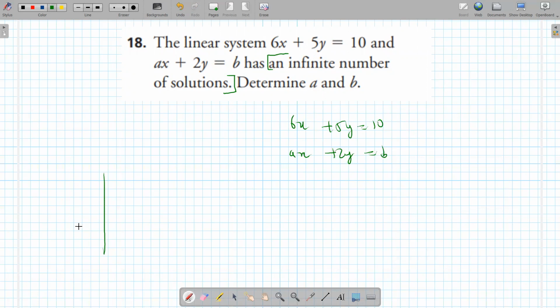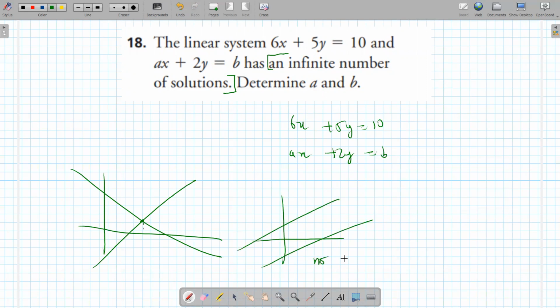Right, infinite number of solutions. Remember, when you have two lines, if they intersect, you have one solution. If they're parallel, they have no solutions, okay? This is one solution, that's no solution. Or this one, I'm gonna let you think for yourself. How is it possible to have an infinite number of solutions? How are the lines arranged?